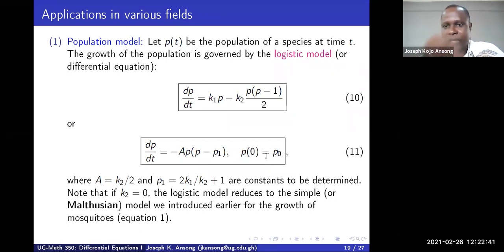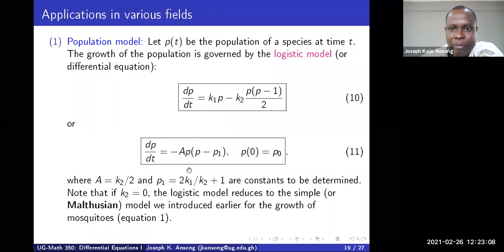I didn't mention that when I was talking about terminologies, but when you see IVP, it is an initial value problem because you are given the initial value. So this is a differential equation you want to solve, and the initial value is given to you. The initial value helps you to get a unique solution to the differential equation. Okay, so this equation is often used to model the growth of a population, and it's called the logistic model.